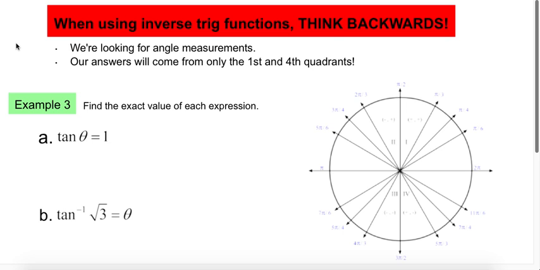Now again, we still need to think backwards with arctan. In this case, though, we're looking only in the first and fourth quadrants. Okay, the domain of tangent, we restricted it to negative pi over 2 to pi over 2. So we're looking in just the first and fourth quadrants.